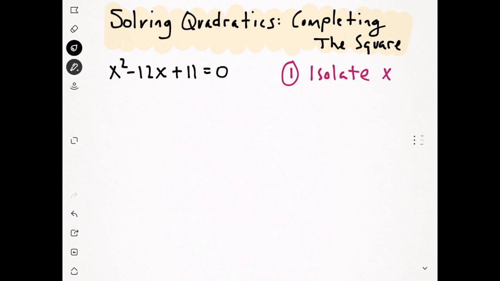Welcome back, everyone. Today, what I want to talk to you about is another method for solving quadratic equations called completing the square. So here we have a quadratic equation, x squared minus 12x plus 11 equals 0.